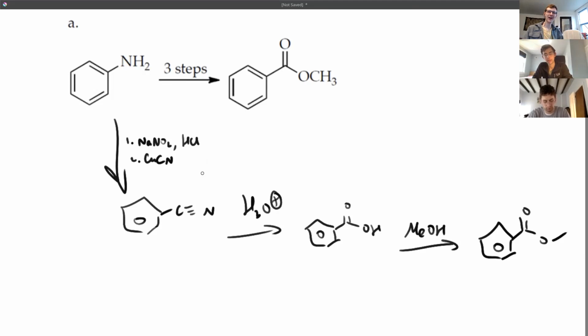Is there a better way to do this then? I don't think there's a better way. This is 3 steps, so this is the desired length. So this is good. There is another way, although I think this is pretty reasonable. Actually, the other way involves more, allegedly, 1-step reactions.